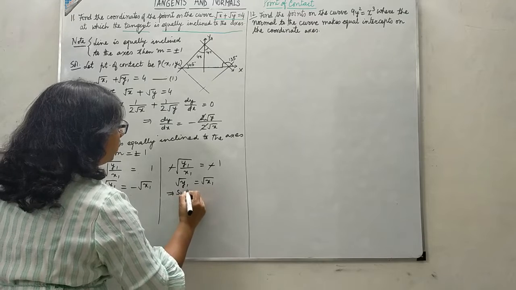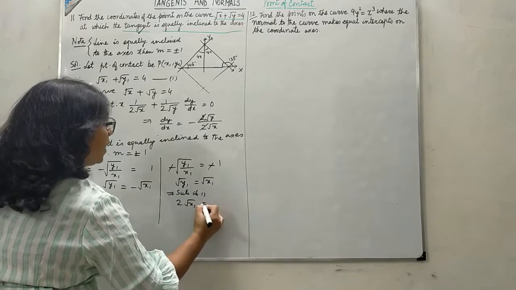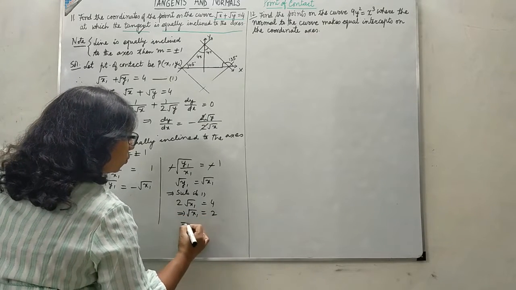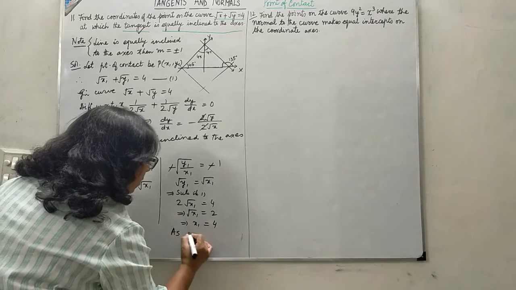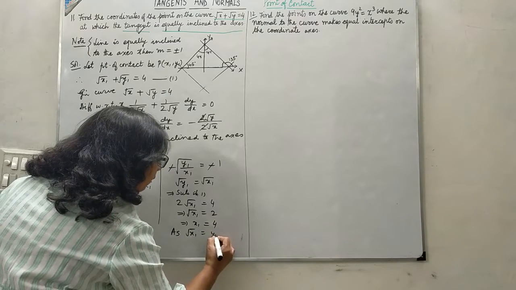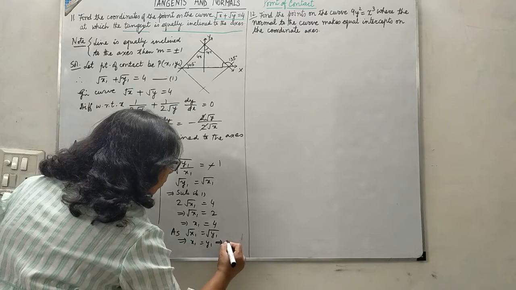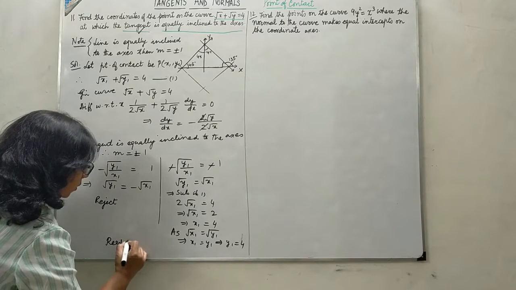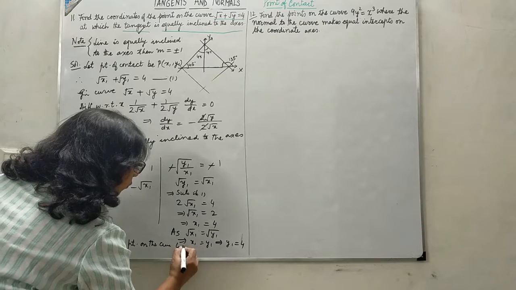From here substituting in 1, we get 2 times root x1 as 4. So from here root x1 is 2, so x1 will become 4. As root x1 equals root y1, therefore x1 equals y1. So from here y1 is also 4. So the required point on the curve is (4, 4).